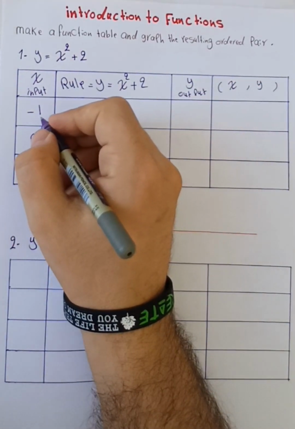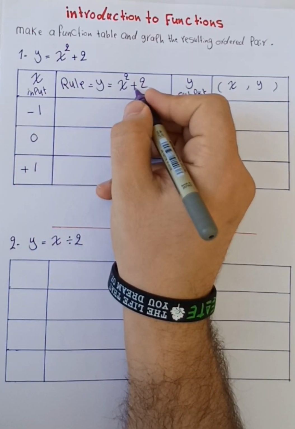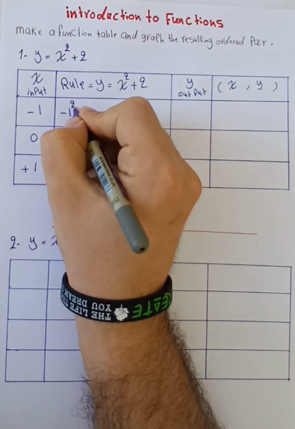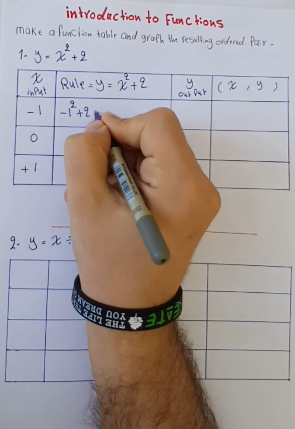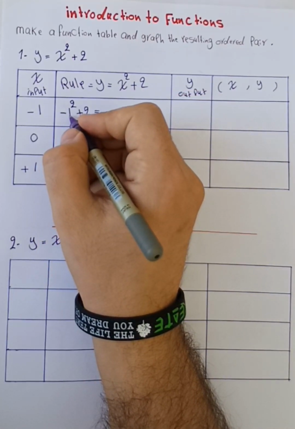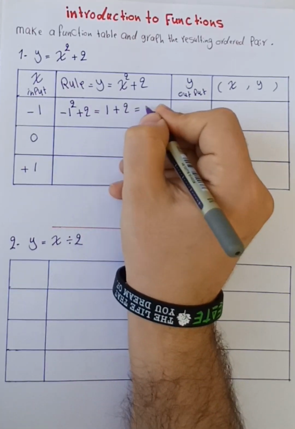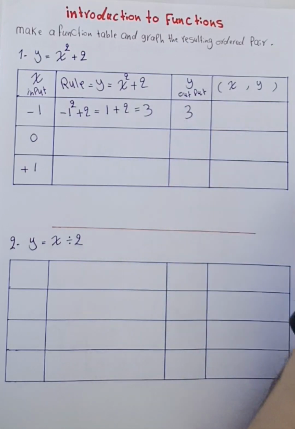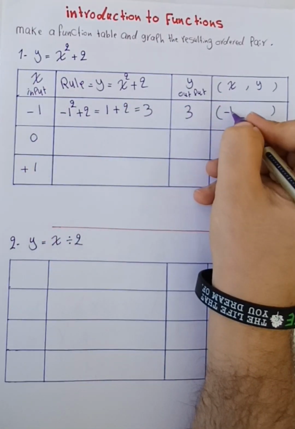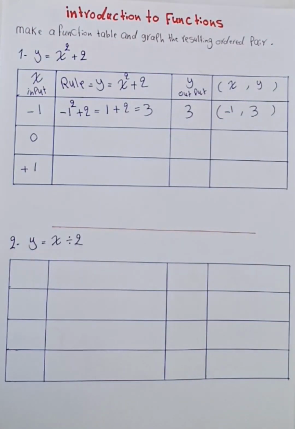So the first point is -1. The rule is x squared plus 2. So we have -1 squared plus 2 because the rule is like that. -1 times -1 equal to 1 plus 2 equal to 3. So the output is 3, and then x is -1 and y is 3. This is the first ordered pair.